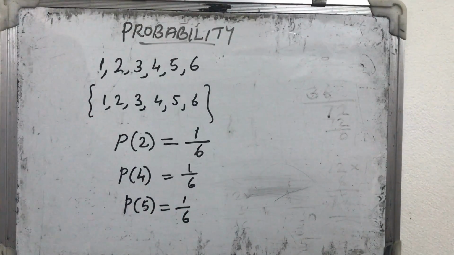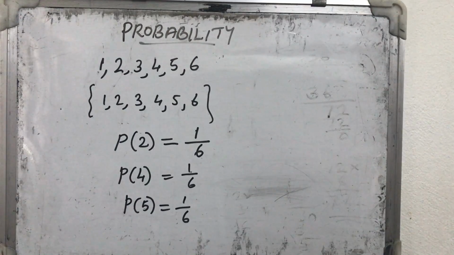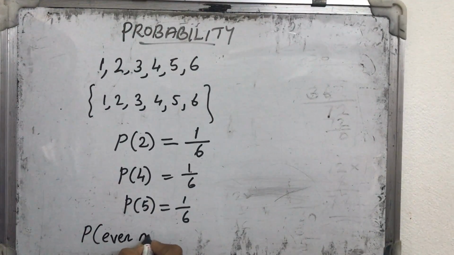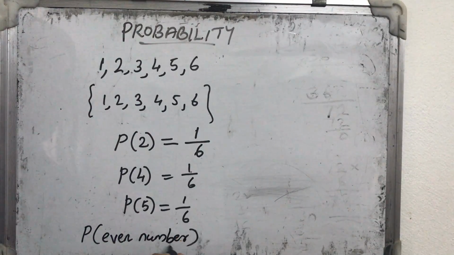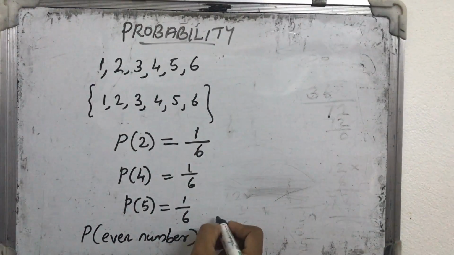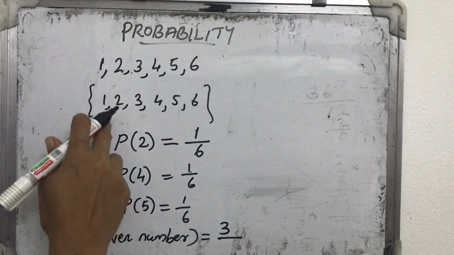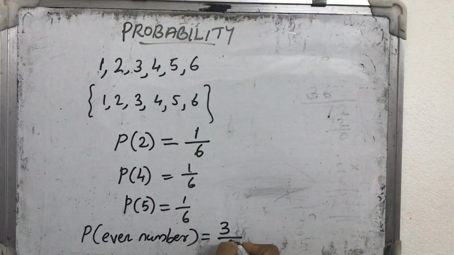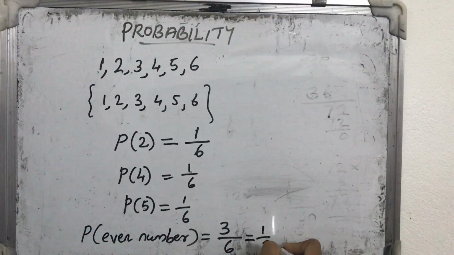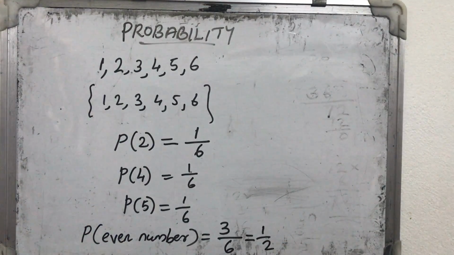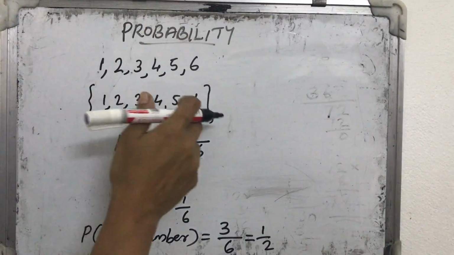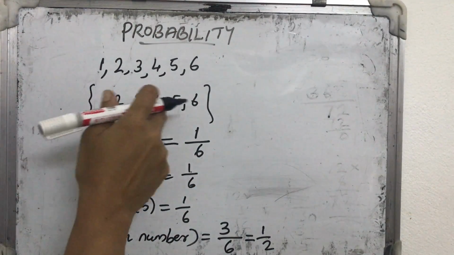Now, what is the probability of getting an even number? We count how many even numbers are there in these outcomes: 1, 2, 3, so that will be 3. And the total is 6 outcomes, so it will be 3 by 6. In the simplest form, we can write it as 1 by 2. Just like that, what is the probability of getting an odd number? We can count how many odd numbers are here: 1, 2, 3.